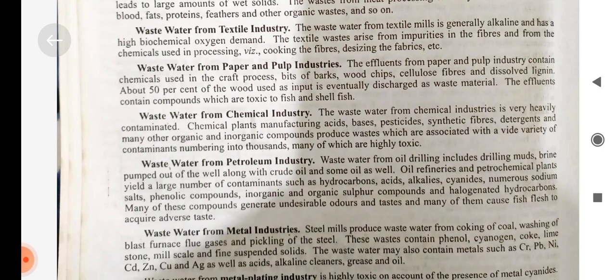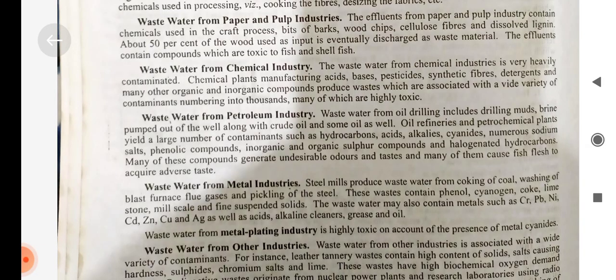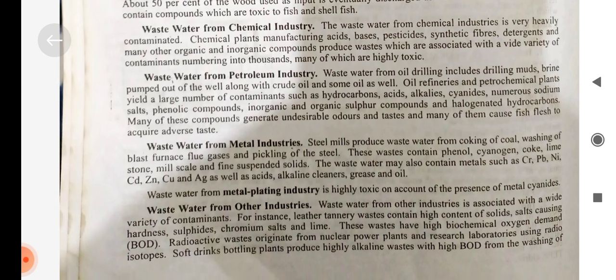Wastewater from textile industry. The wastewater from textile mills is generally alkaline and has a high biochemical oxygen demand. The textile wastes arise from impurities in the fibers and from chemicals used in processing, such as cooking the fibers, dyeing the fabrics, etc. Wastewater from paper and pulp industries. The effluents from the paper and pulp industry contain chemicals used in the kraft process, bits of bark, wood chips, cellulose fibers, and dissolved lignin. About 50% of the wood used as input is eventually discharged as wastewater. The effluents contain compounds which are toxic to fish and shellfish.